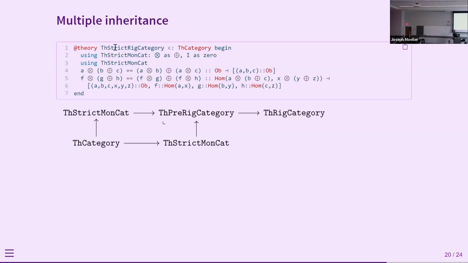So multiple inheritance, I talked about rig categories before. We can now define the theory of rig categories by saying, well, it's a monoidal category, like take categories, put 2 monoidal structures on them, then put a distributive law, which is given by this pushout. You take the theory of categories, which has an inclusion functor into the theory of strict monoidal categories. Then you take the pushout, you get a pre-rig category because it doesn't have distributivity yet. And then you add in distributivity to get actual rig categories.